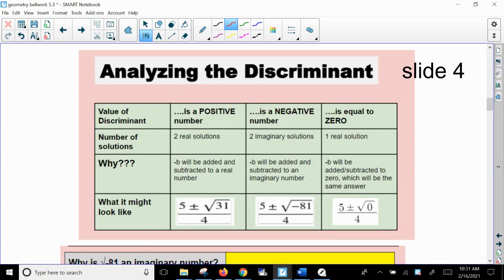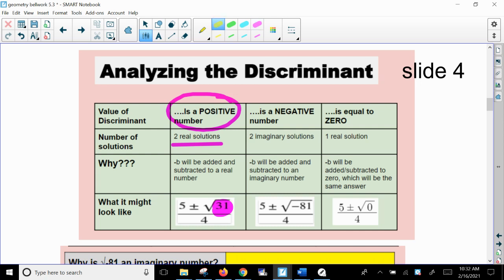And then this is a recap of the previous page. So before we said when your discriminant is bigger than 0. Well, if it's bigger than 0, that means it's a positive number. So if it's a positive number, you have two real solutions. So notice this part under the square root, that 31, that is the discriminant. Because it's positive, when you evaluate the solution, you will do 5 plus square root of 31, you get one answer, and then you do 5 minus square root of 31, and you'll get another answer. And that is why there are two solutions.